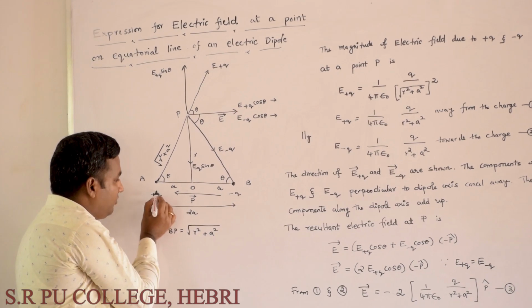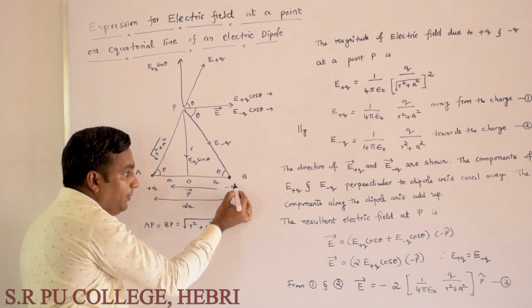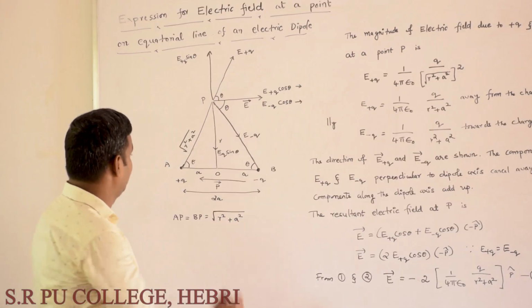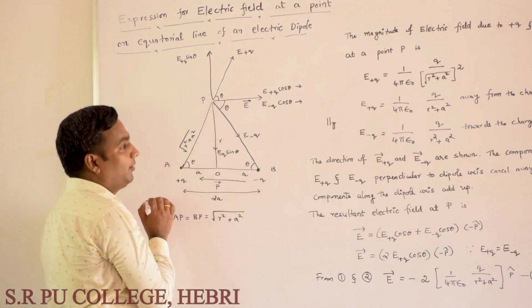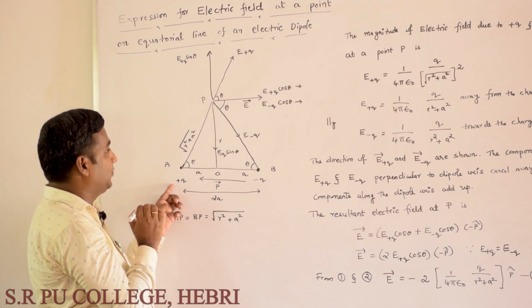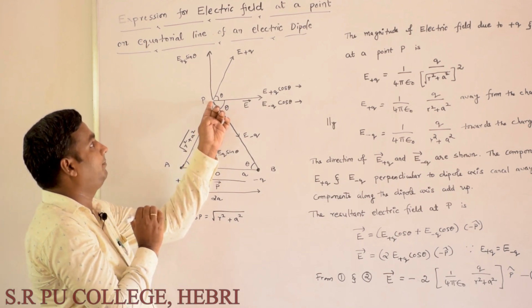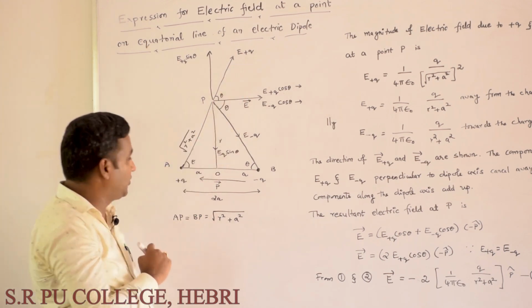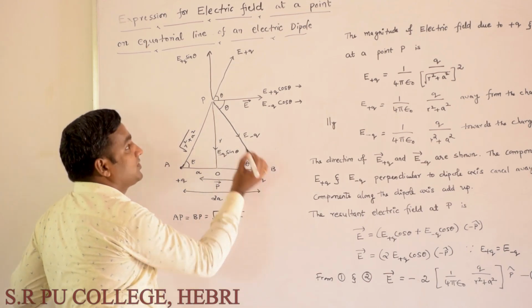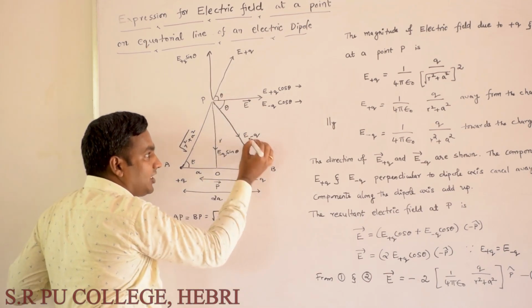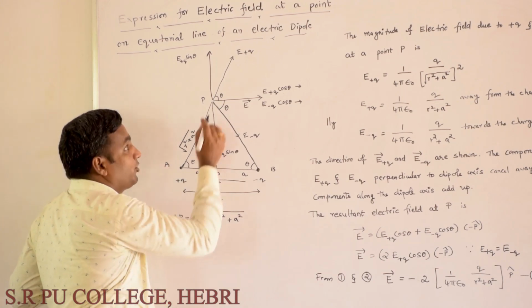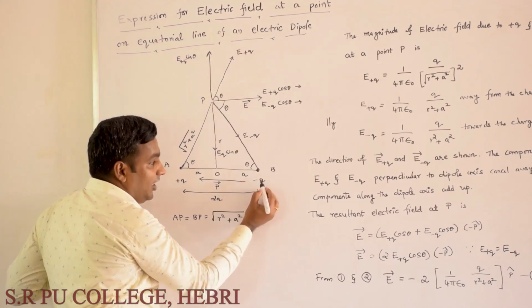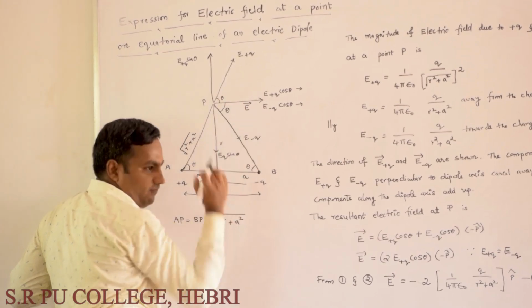At point A, we kept the charge plus Q. At point B, we kept the charge minus Q. These two charges, plus Q and minus Q, produce electric field at point P. The plus Q produces an electric field at point P, taken as E plus Q. Minus Q produces an electric field at point P, taken as E minus Q. You already know that a positive charge produces a diverging field and a negative charge produces a converging field.